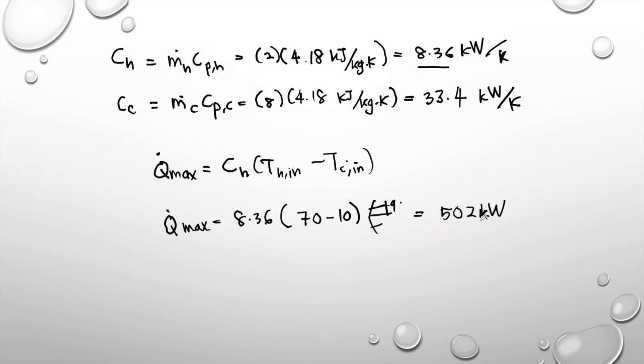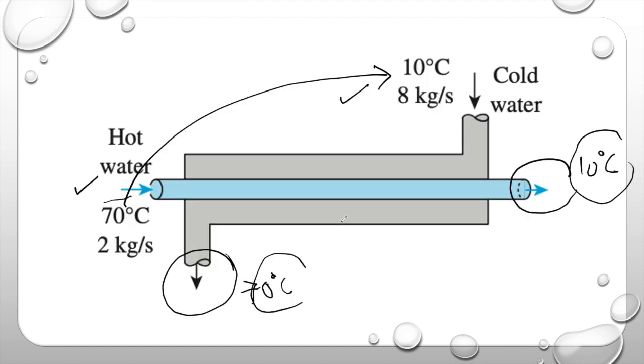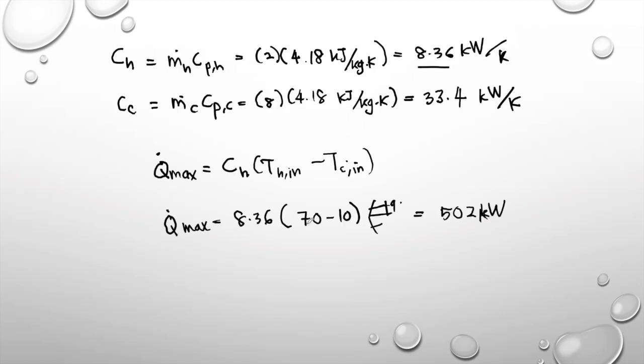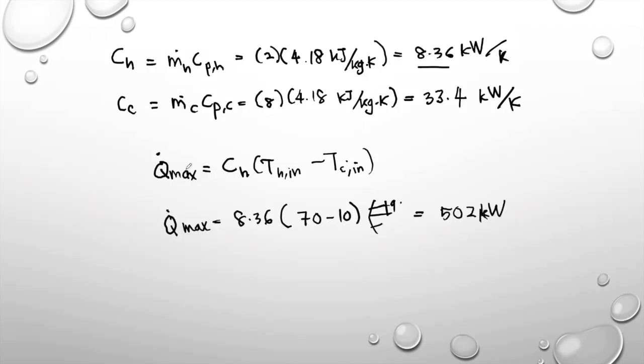So now this is the maximum rate of heat transfer that this system can achieve, for both hot water and cold water. For the hot water, it can be reduced up to 502 kilowatt. And then for the cold water, it can be increased to the maximum of 502 kilowatt. Then from here, the question asks us about the outlet temperature for the cold and hot water. So for this limiting case, we have to equate the equation of the Q dot here with the Q maximum that we get from here.